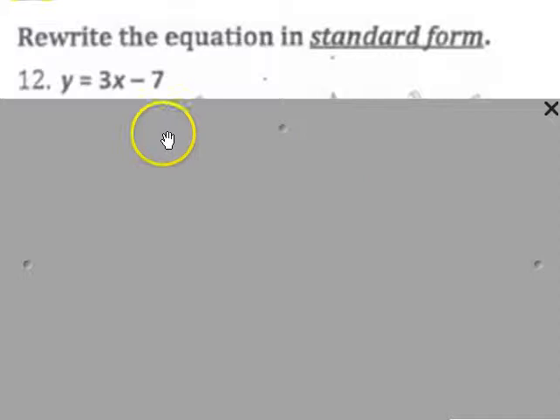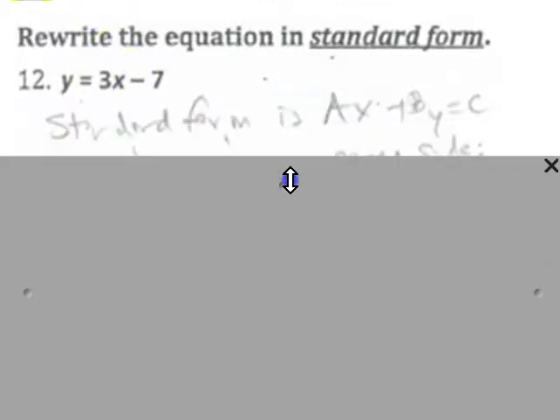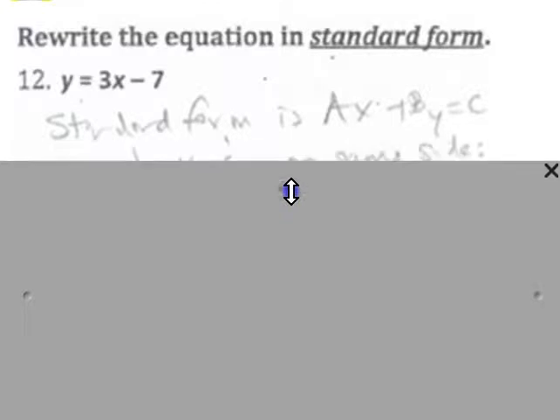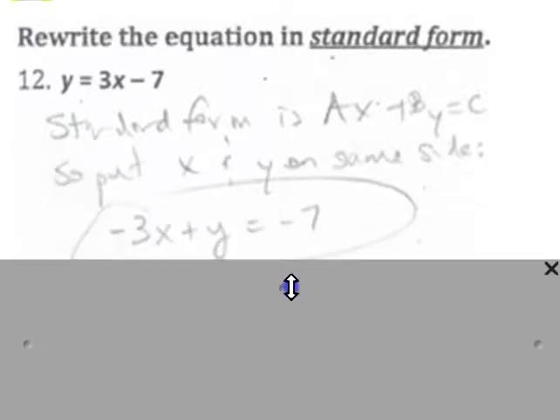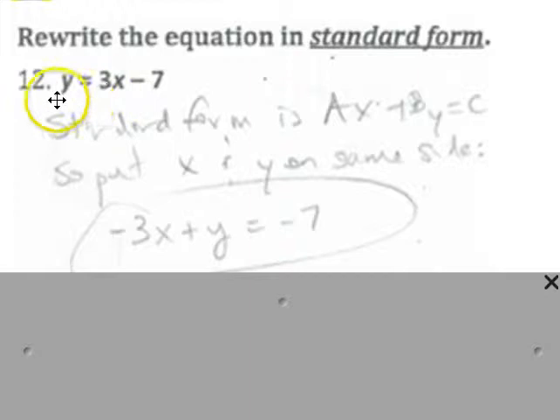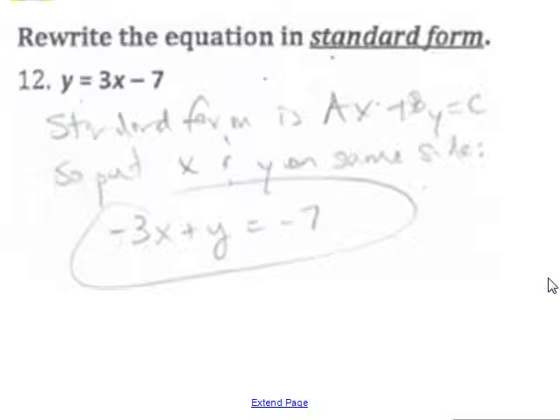Next question. This is the translation work we talked about a lot. Rewriting or translating. Standard form is the form where y and x are on the same side, so I've got to move that 3x over. That's the standard form, ax plus by equals c. And I move the 3x over by subtracting it, so now it's negative 3x plus y equals negative 7, and that's it. That's the equation in standard form.